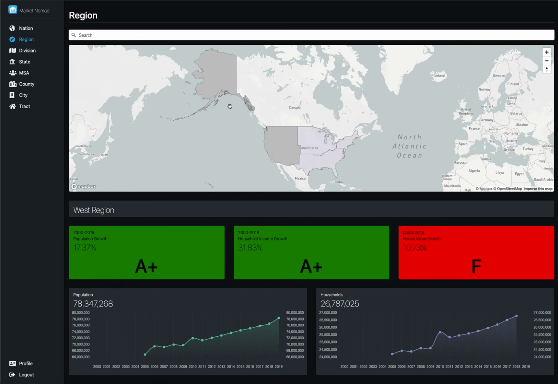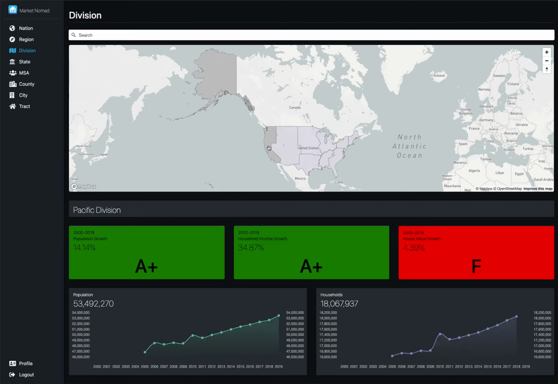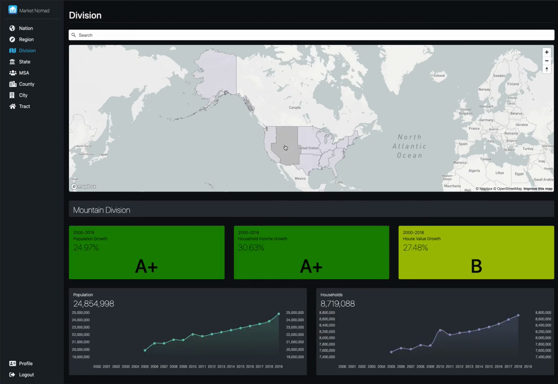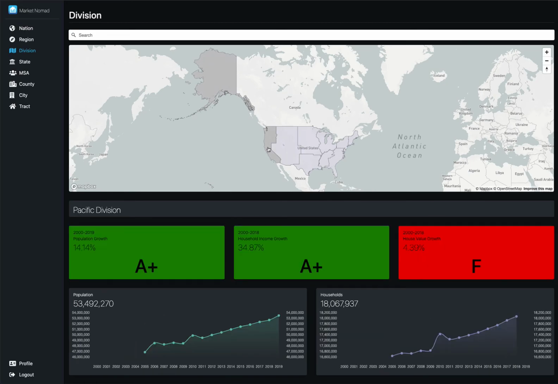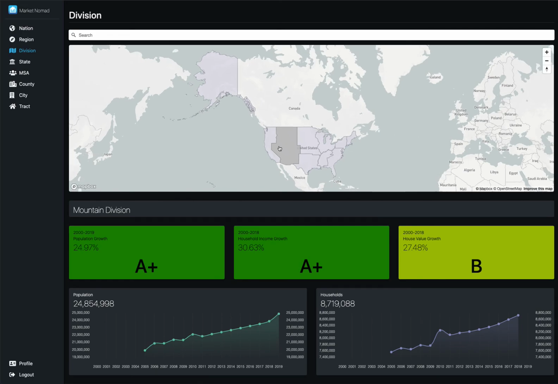It's time to narrow our search by looking at divisions. It looks like the West region is divided into two options: the Pacific Division and the Mountain Division. The Pacific Division looks like it's struggling a little bit with house value growth, and the Mountain Division is doing a little bit better. Let's go ahead and continue our search using the Mountain Division. Once again, let's narrow our search by looking at the state level.